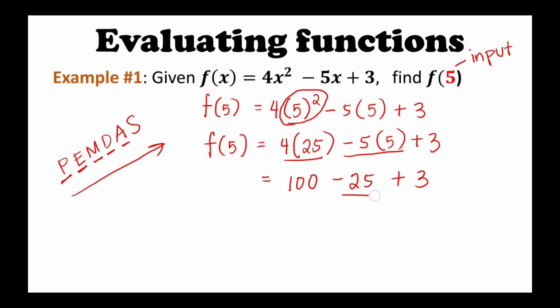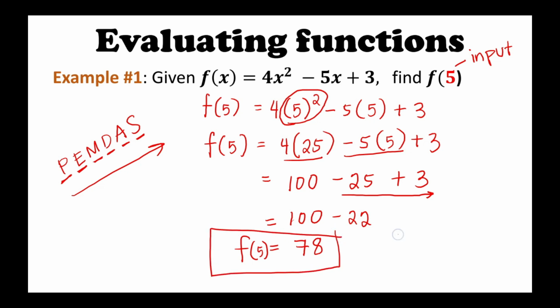So, from left to right, kailangan nating i-add ito. Okay? So, bring down lang natin yung 100. Then, negative 25 plus 3. So, this is negative 22. Okay? So, then the last process natin is yung ating subtraction. So, what is 100 minus 22? So, we know that this is equal to 78. So, ibig sabihin, yung f of 5 natin, which is ang input natin is 5, is equal siya sa 78. So, dito, meron tayong input. If x is 5, our input, then our output is equal siya sa 78.